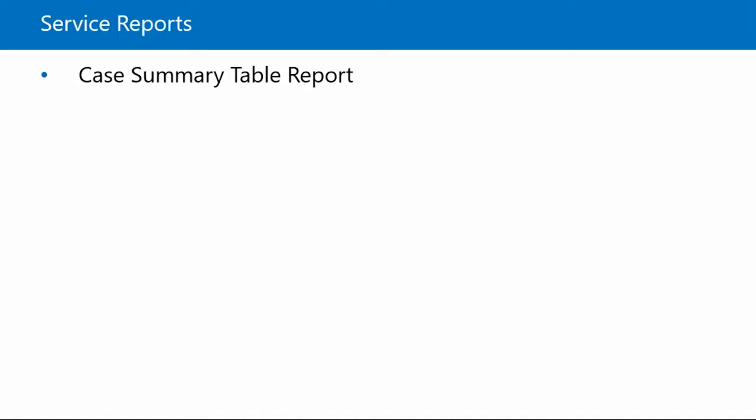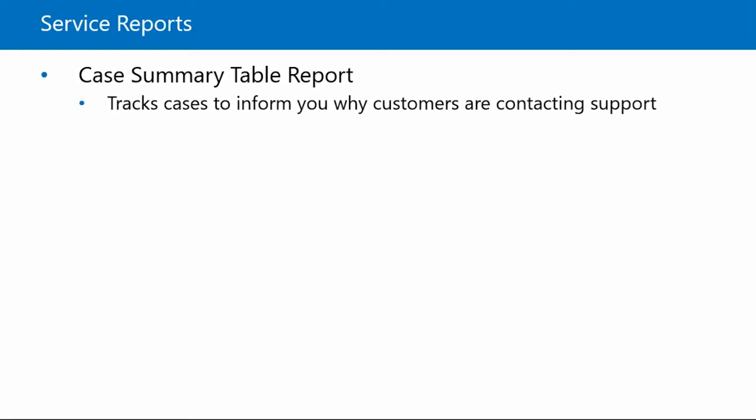The case summary table reports on opened and resolved cases to help lower support calls and improve your product or services. This report actually tracks service cases and tells you why customers are contacting support. For example, if your company sells cell phones and you find out that the majority of the support calls are due to a faulty phone battery, you can take this information to the team that makes the phone battery so they can fix the issue. This will improve your organization's product and drive support calls down.